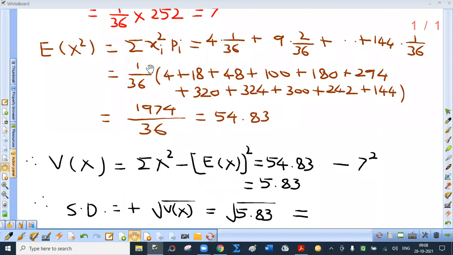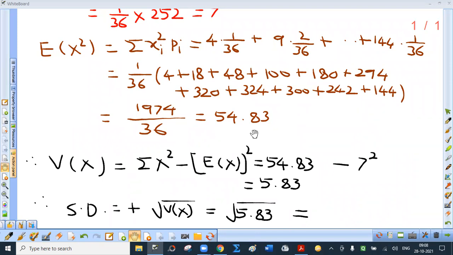What is E of X square? Sigma X square pi. So 4 into 1 by 36 up to 144 into 1 by 36. If you take 1 by 36 common, you get this 4 plus 18 and so on. That is 1974 by 36, 54.83.